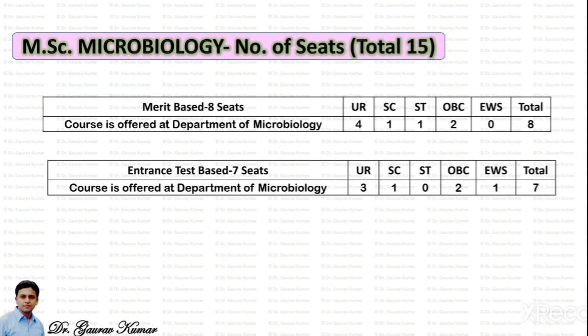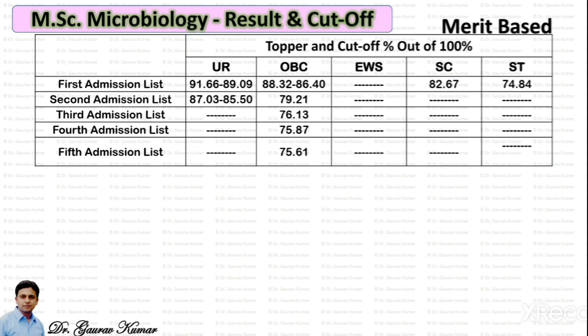So if we see the result and cutoff of MSc Microbiology of last year, you can see that there were around 5 admission lists, and the 5 admission lists came just because some of the candidates in the OBC category were leaving initially, and therefore the list had to be extended just for the OBC category.